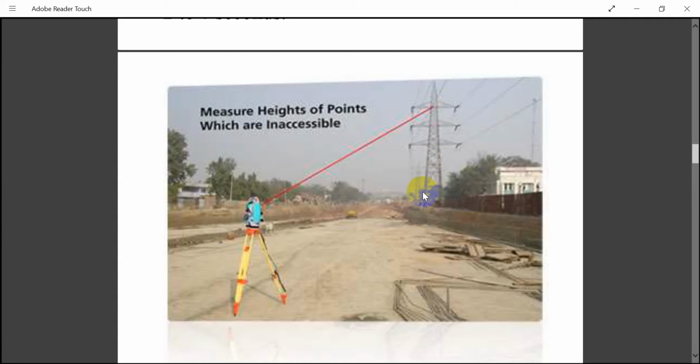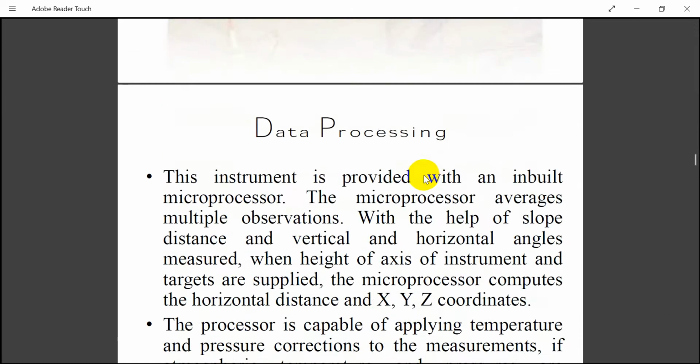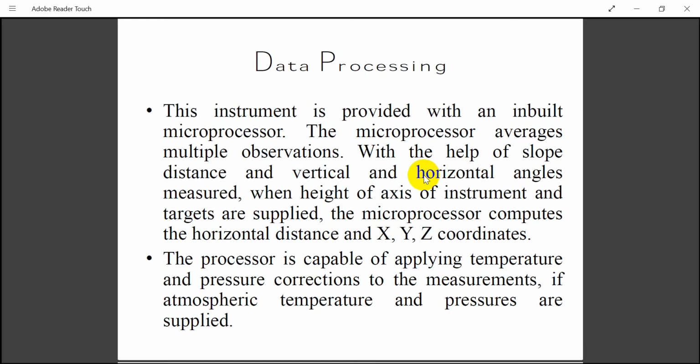Otherwise, if you put a tripod and prism here, you can take the horizontal angle. If you know this level, then you can find this vertical distance by using the vertical angle. You can sum up those three and get the height of the object. So you can easily solve the triangle. Next is data processing. The major advantage in this is data processing.